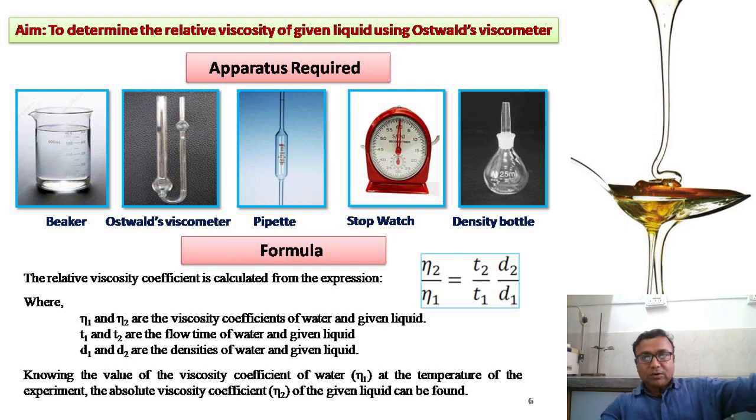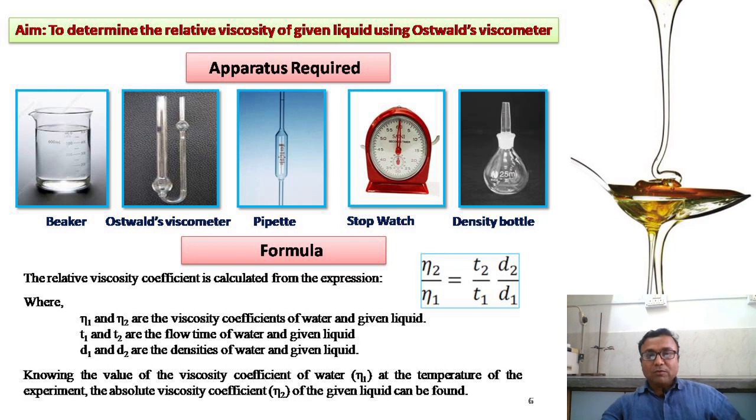And this is the density bottle. It is given in order to measure the density of water and the density of any given liquid. There is a small knob given here, and a fixed volume is mentioned here. In this case it is 25 ml. By using the formula, mass per unit volume, we can easily determine the density of water and also the given liquid. We will discuss in the procedure how to determine the density of water and the given liquid.